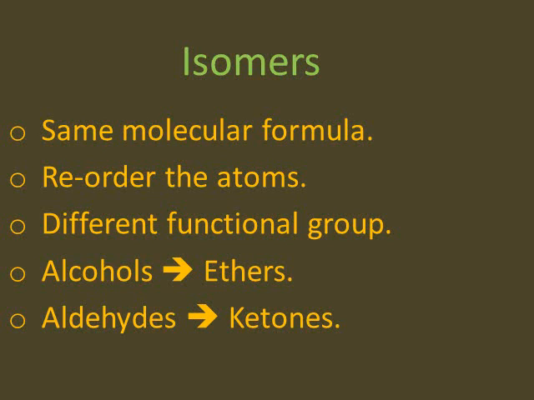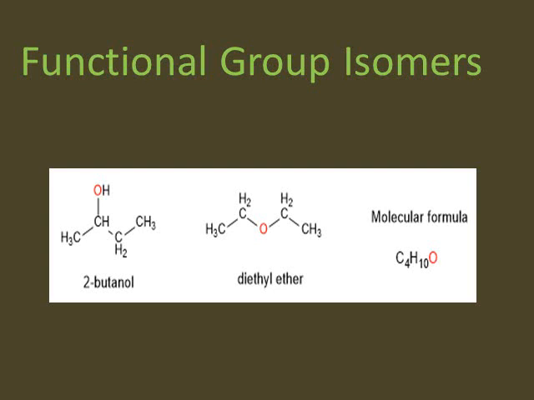Now in functional group isomers, molecular formula will remain same, atoms will rearrange themselves and different functional groups will be attached on the same molecular formula. Like alcohols can be changed into ethers, aldehydes can be changed into ketones and so many others. So now we have to discuss the examples. Here we are discussing functional group isomers.